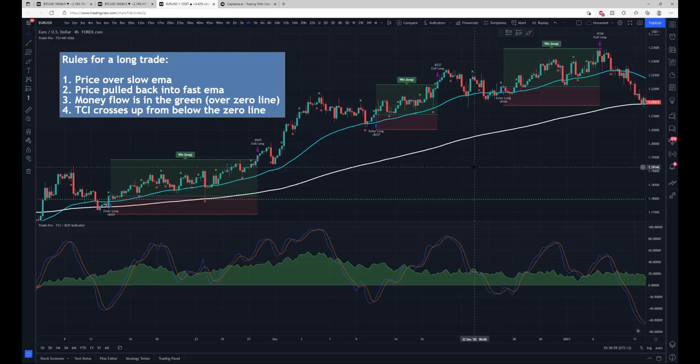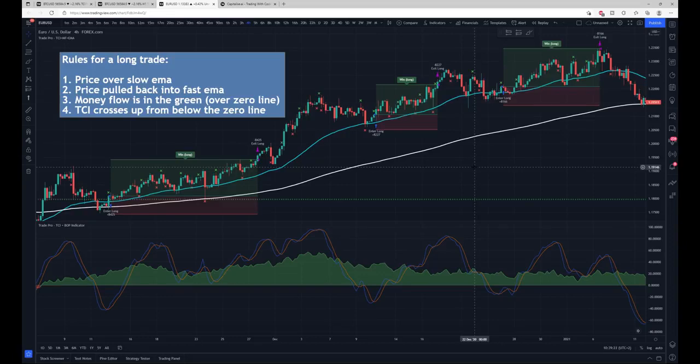For a short trade, it is exactly the opposite. So price is under your slow exponential moving average. Price has pulled back into your fast exponential moving average. And then the money flow would have to be in the red below the zero line. And then the TCI would have to cross down from above the zero line for a short trade.